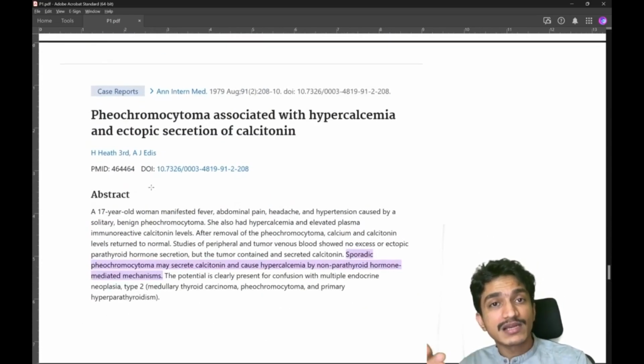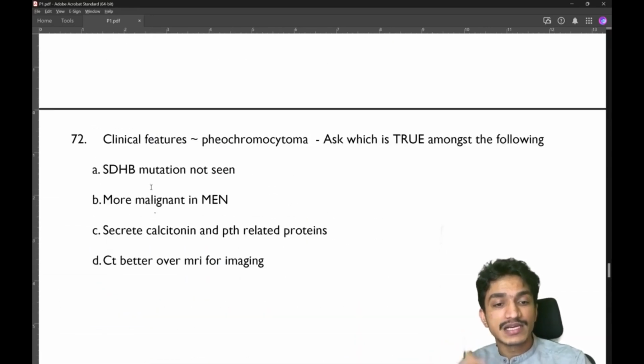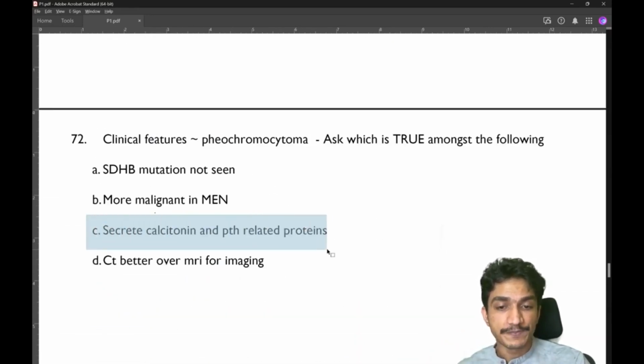This is an article on the basis of which I'm telling you that it may be the answer, because sporadic pheochromocytoma may secrete calcitonin and may cause hypercalcemia by a non-parathyroid hormone mediated mechanism. So according to me, the answer in this scenario should be C.